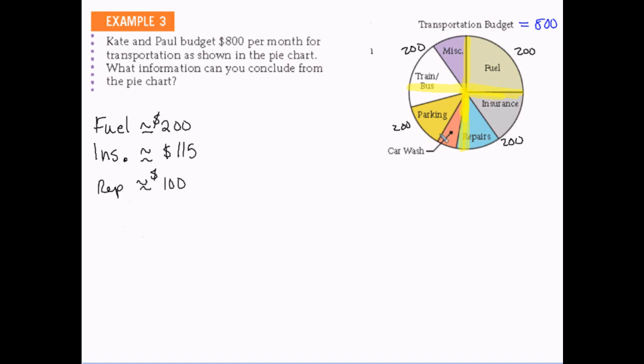Okay, well, we took $15 out of this wedge. So that means we have 185 left. And we've got car wash, parking, and part of the train and bus. So actually, why don't we come over here and do miscellaneous and train bus first?